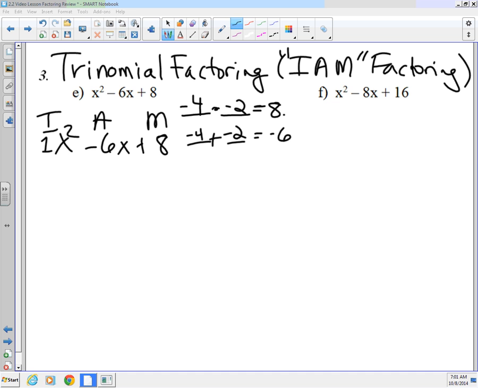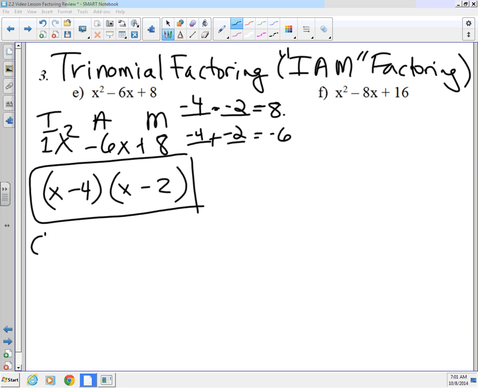And then my factors are going to become: x times x gives me x squared, minus 4, minus 2 here. So my factors are x minus 4 times x minus 2. And again, this is the answer. You can always check this. We can check by multiplying it out.